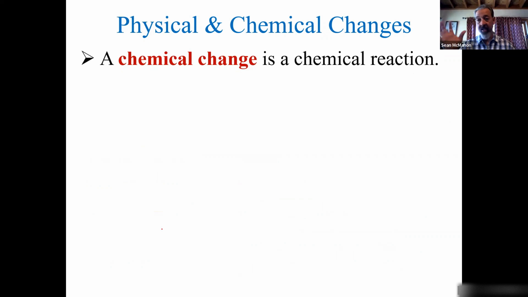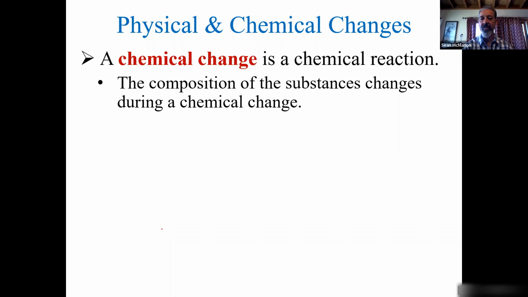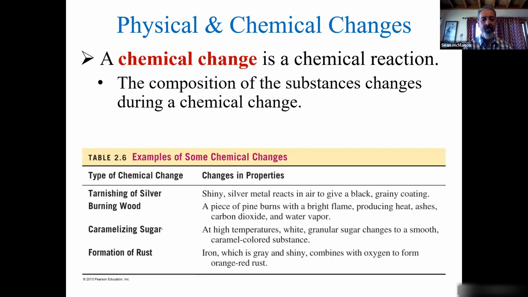Chemical changes are where you change its composition. So that piece of paper, instead of ripping it, if I light it and it changes, now I know it's no longer paper, right? The composition of the substance changes during the chemical change. So the tarnishing of silver, basically that's also called patina. You could also say rust almost, but tarnishing of silver reacts with air to give a black grainy coating.